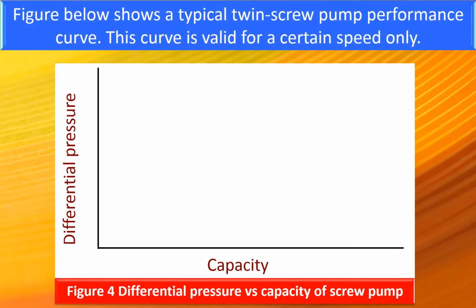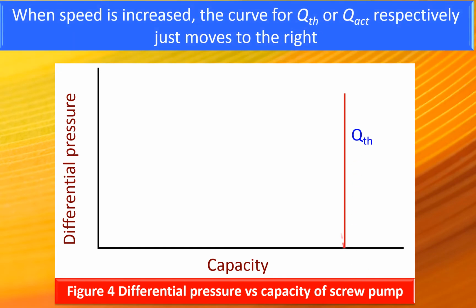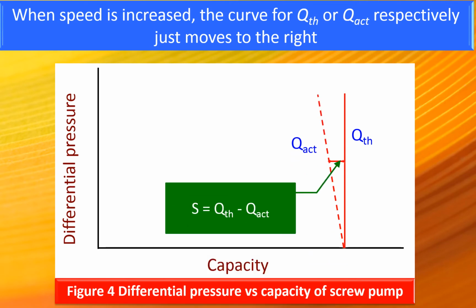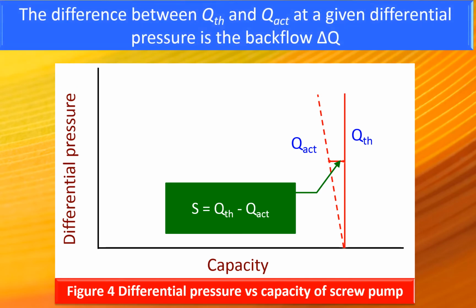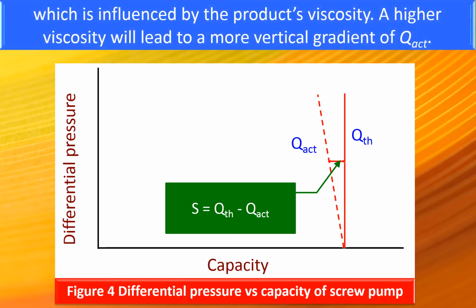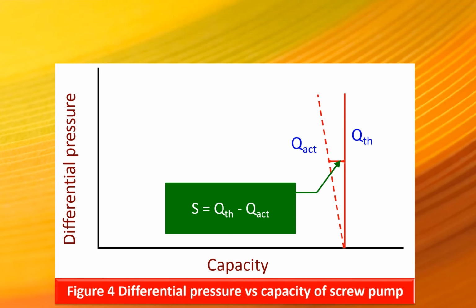The figure below shows a typical twin screw pump performance curve. This curve is valid for a certain speed only. When the speed is increased, the curve for Qth or Qactual, respectively, just moves to the right. The difference between Qth and Qactual at a given differential pressure is a backflow delta Q, which is influenced by the product's viscosity. A higher viscosity will lead to a more vertical gradient of Qactual.